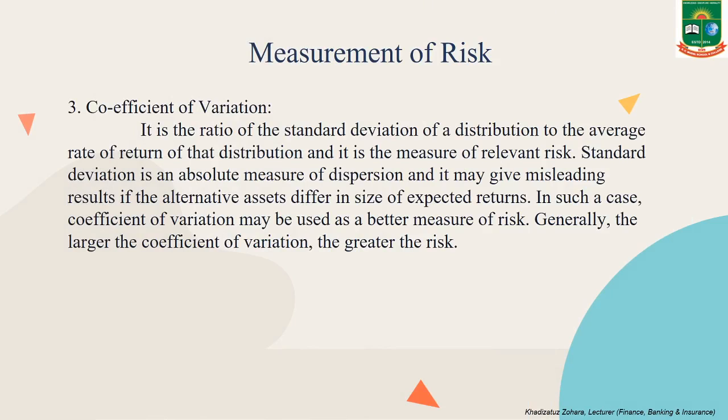Coefficient of variation. It is the ratio of standard deviation of a distribution to the average rate of return of that distribution, and it is the measure of relevant risk. Standard deviation is an absolute measure of dispersion, and it may give misleading results if the alternative assets differ in size of expected returns. In such a case, coefficient of variation may be used as a better measure of risk.